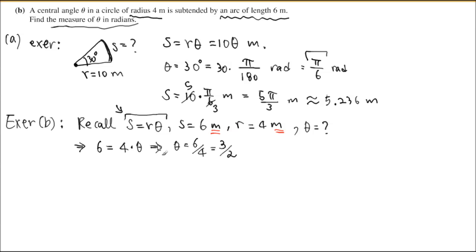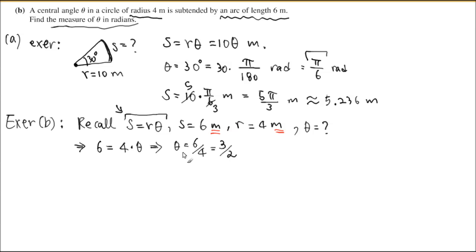This is probably the hardest thing, to come up with a first line. That's always the hardest thing in the test. Once you do that, you have arc length given as 6 meters, radius given as 4 meters, and angle theta is what we don't know. So we put in all the information here. This becomes an equation in one variable, and algebraically you can solve it. And here, 3 over 2.